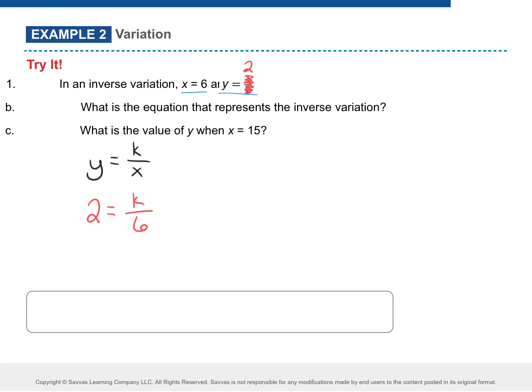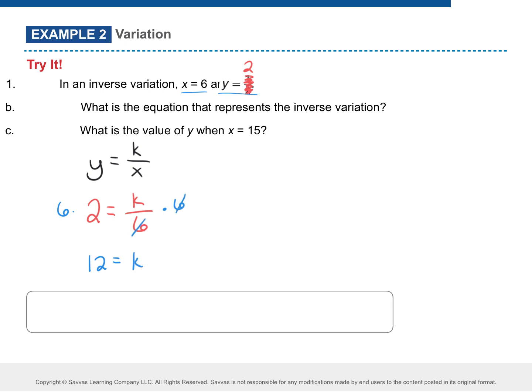For part B, it wants to know what is the value of y when x is 15. Can I figure that out right now? What do I need in order to help me figure that out? I need k. How do I solve what I have right here? Multiply by 6 on both sides. 6 times 2? 12 equals k.